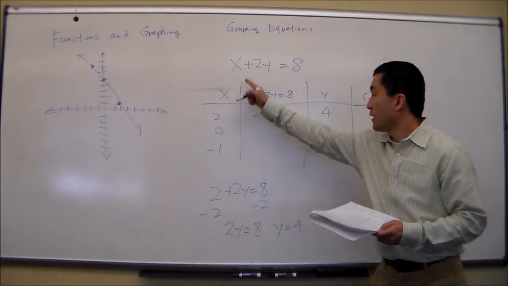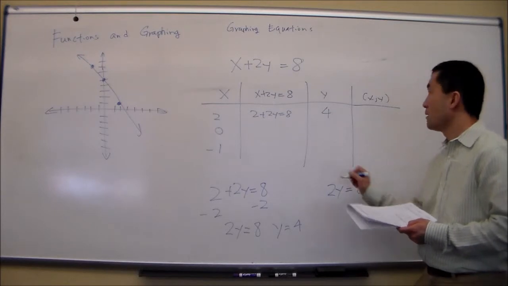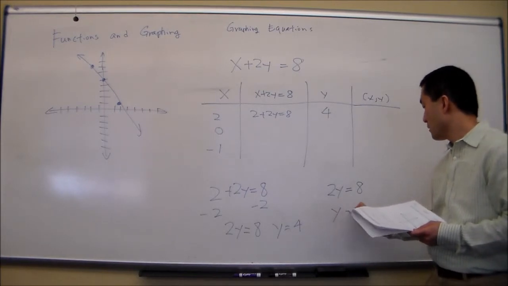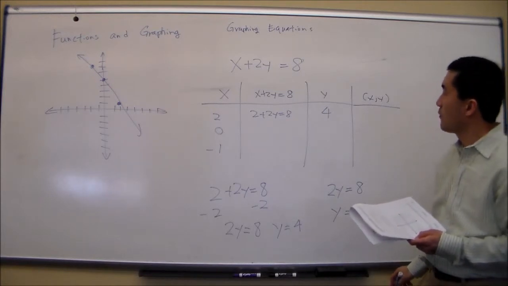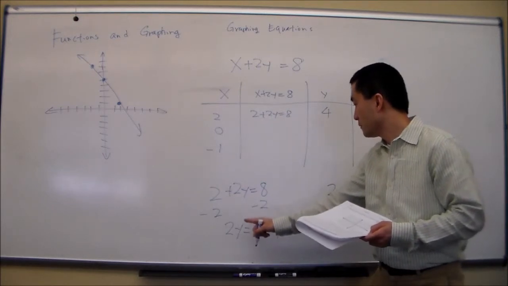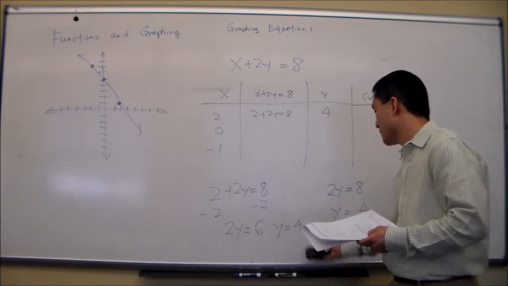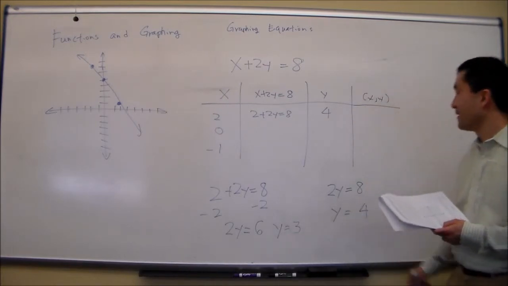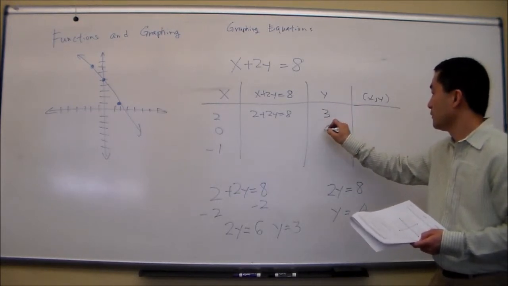Let's do 0, plug in 0. So that makes it 2y is equal to 8 because the x disappears, it's 0. That makes y to be 4. Oops, I think I made a mistake up here. So 2 times 2y, oh, that should be 6 here. I knew I made a mistake because so 3 here, 4 here.